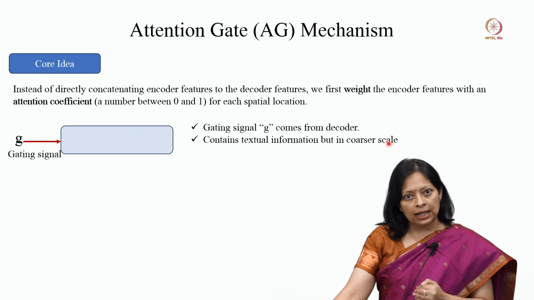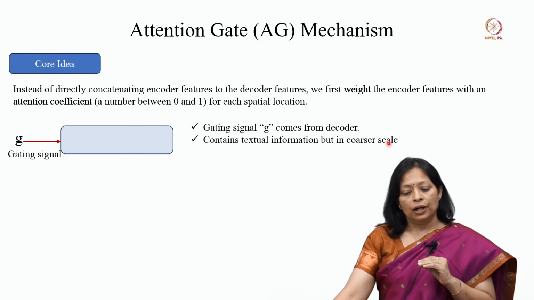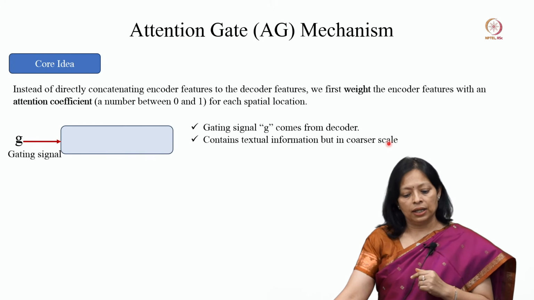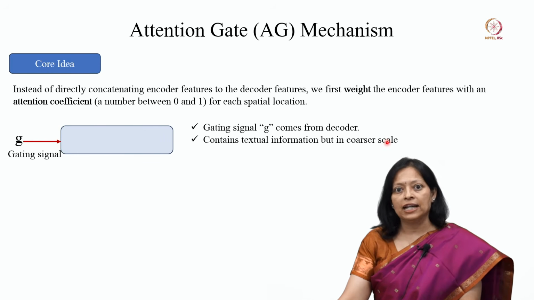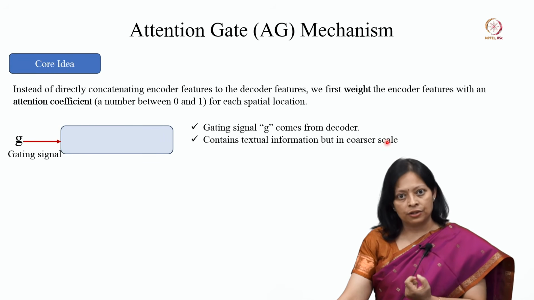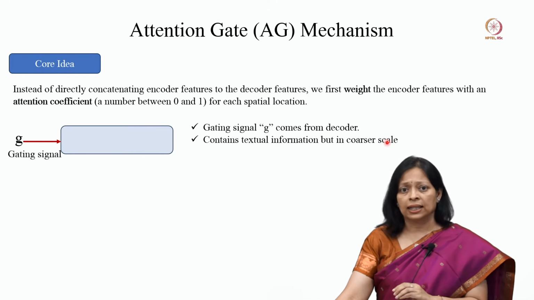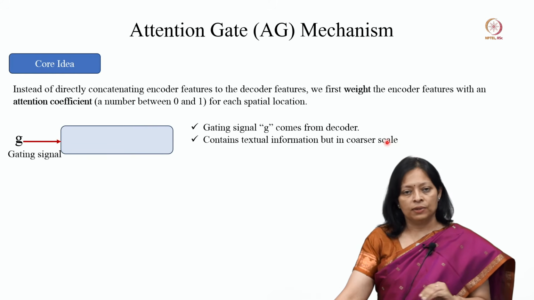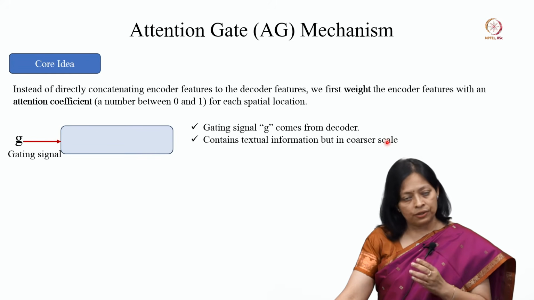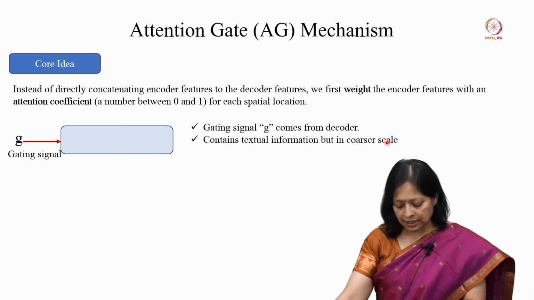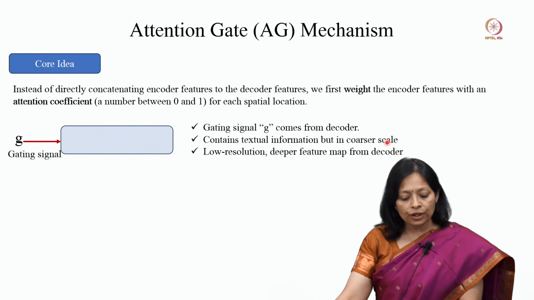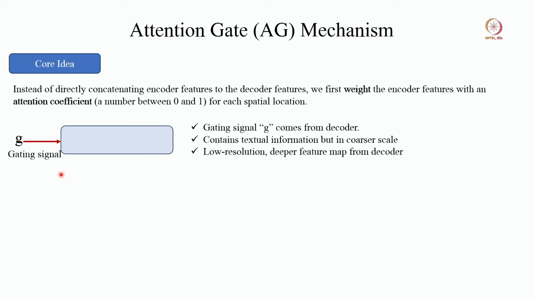When any image is compressed, the resolution goes down, and when the resolution goes down, there are no finer details. But it has the information, okay, just at a coarser scale. It doesn't have the fine details. Yes, it may see the pancreas or the tumor, it can locate it, that information is there, but the details of the pancreas or the tumor in any biomedical image will not be present there. It is because it is a low resolution feature map. Low resolution deep feature maps are coming from the decoder. So the gating signal, as it comes from the decoder, has a low resolution deeper feature map.